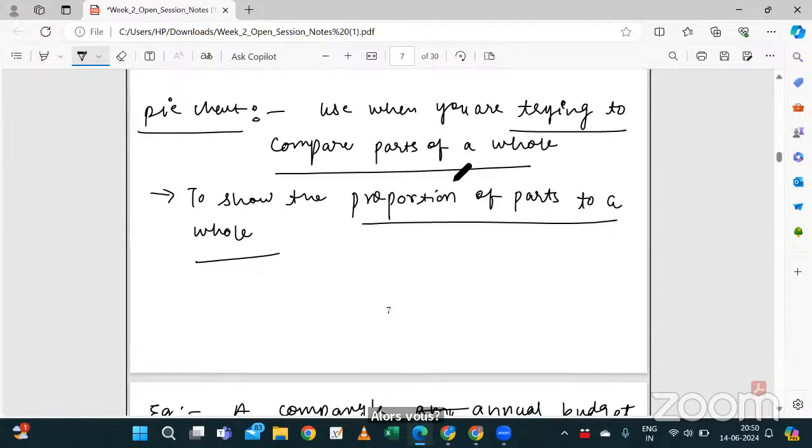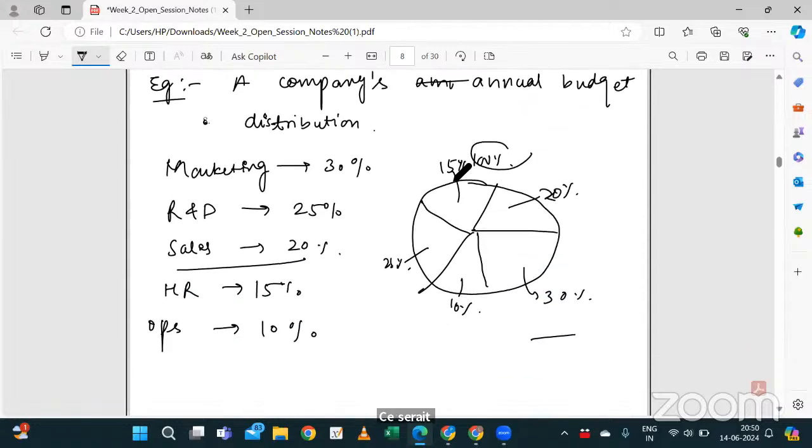Sir, it means relative frequency only helps in comparison of the data. Correct. Okay, sir, thank you.